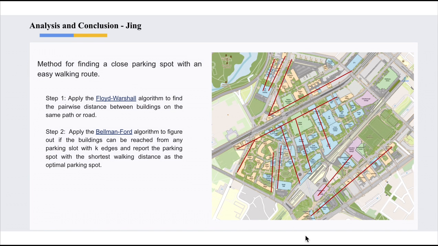The first analysis of this project focused on finding a close parking spot with an easy walking route. For people with bad sense of direction, they may want to go to some place that is not only near the destination but also easy to find. The road with the shortest walking distance may not be the best solution for me.